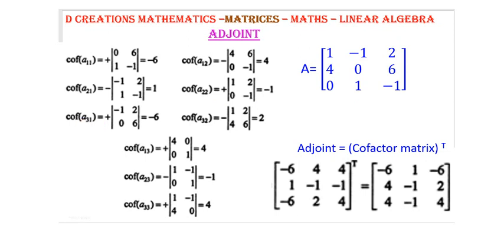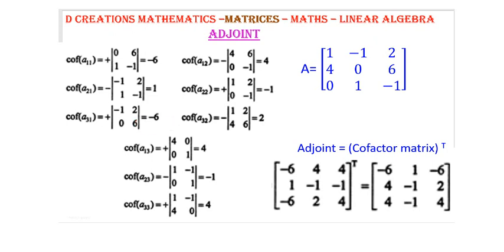Row 3, column 1. So exclude row 3, exclude column 1. What are you left with? Minus 1, 2, 0, 6. Now I'm sure whenever you get this 0, you're going to be happy because this product anyway is going to be 0. So we are left with minus 6. Here no change in the sign, because the addition of row number and column number, 3 plus 1, is 4, which is even. Minus 1 raised to an even number is plus 1. So sign is plus. So this is simply minus 1 into 6, minus 6.